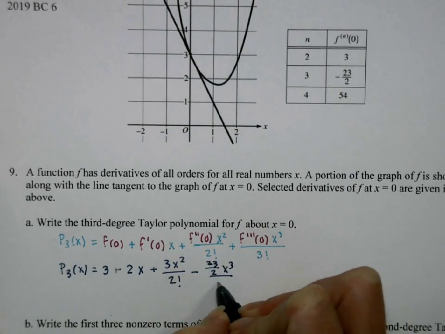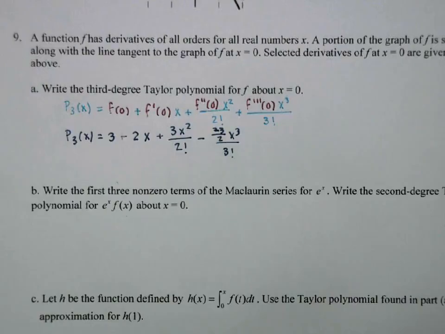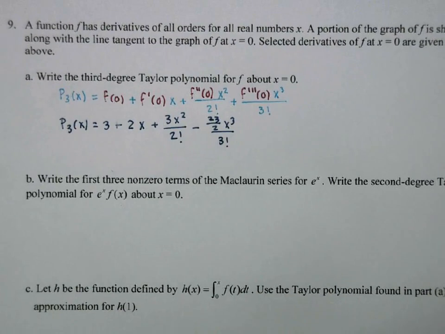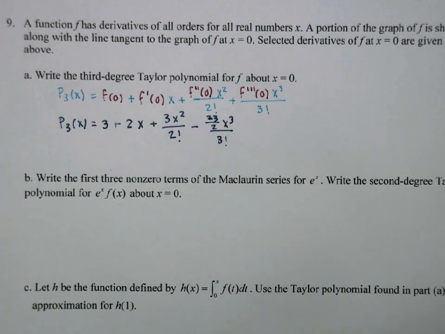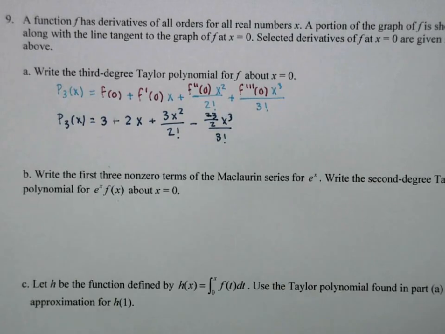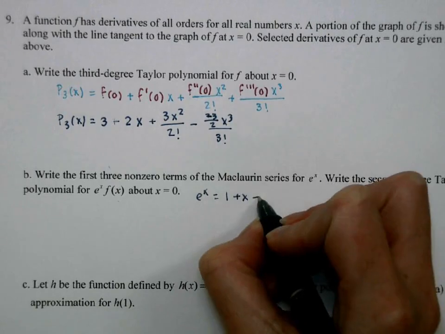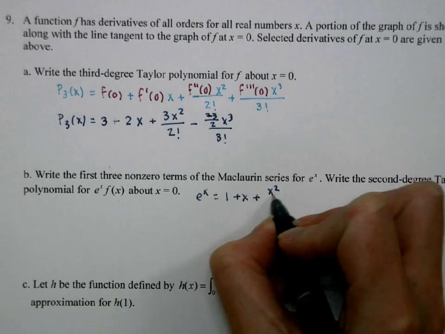Okay, this is the second one. The 2016 and the 2019 had virtually the same kind of question. First, we get points for the 3 non-zero terms for e to the x. e to the x is 1 plus x plus x squared over 2 factorial. And they just want 3 terms. So there you go. Next, we're going to multiply.